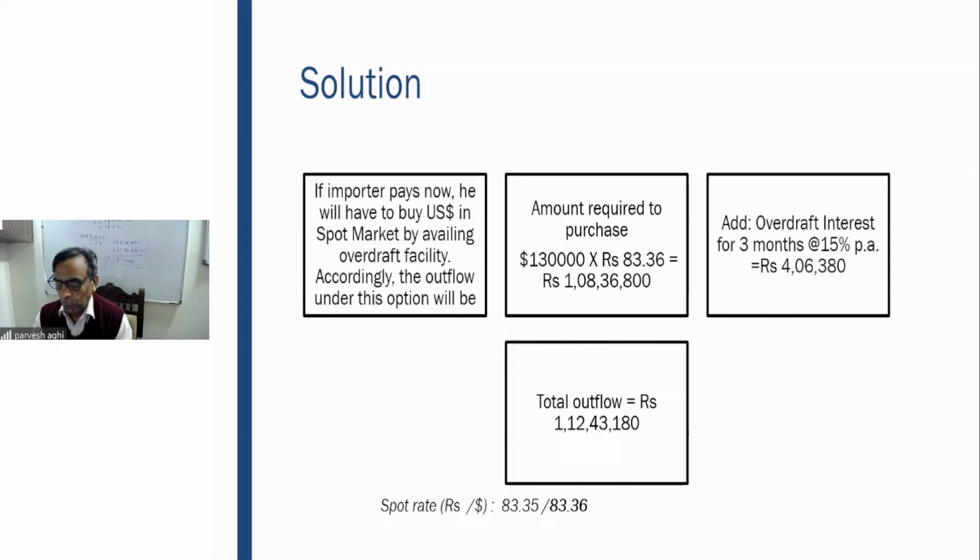So the total outflow will be 1,12,43,180. Now, why do we have the interest? Because he is going to avail the overdraft facility. And second, we are comparing it with the forward rate. So to make an absolute apple-to-apple comparison, we have to add interest on it.